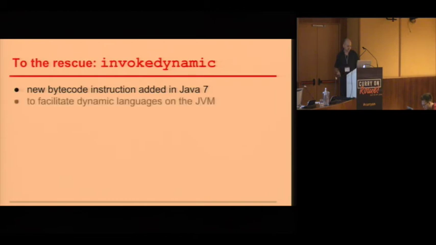So to the rescue came invokedynamic. That is a new instruction in the JVM instruction set that was introduced in Java 7. It was, I think, originally introduced in order to facilitate the implementation of dynamic languages on the JVM, such as Ruby, and is now also used to compile lambdas.